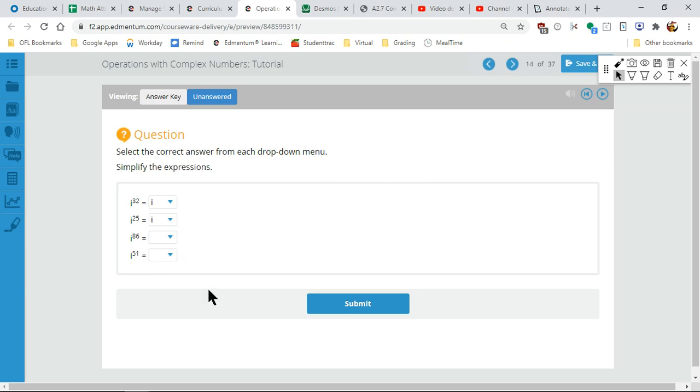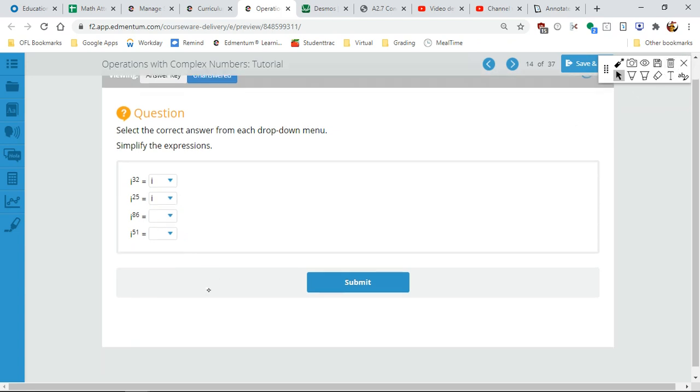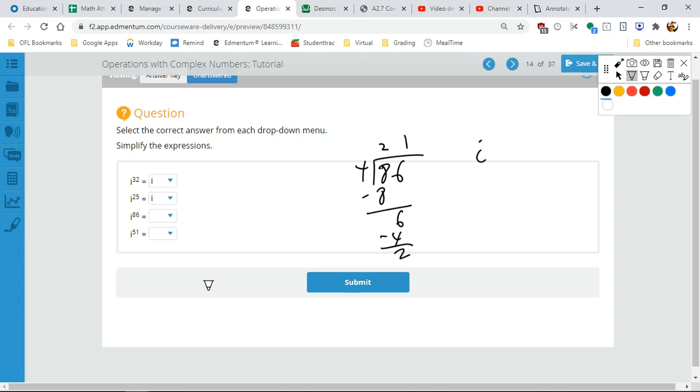We're going to do i to the 86. All right, so 8 divided by 4 is 2. Get 6. Try one more. We get a remainder of 2. So we get i squared. I squared is the square root of -1 times the square root of -1, which is just -1.